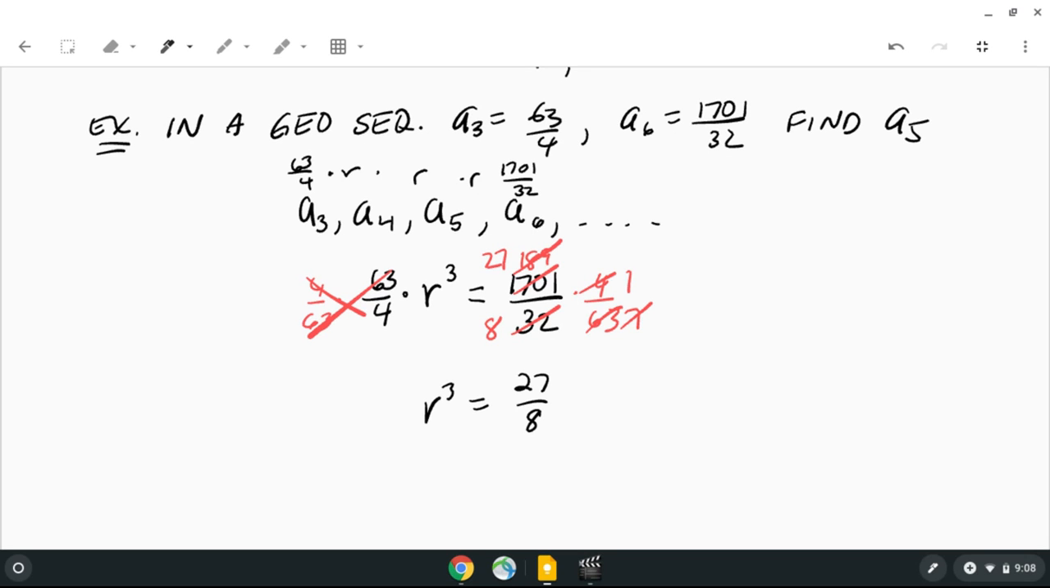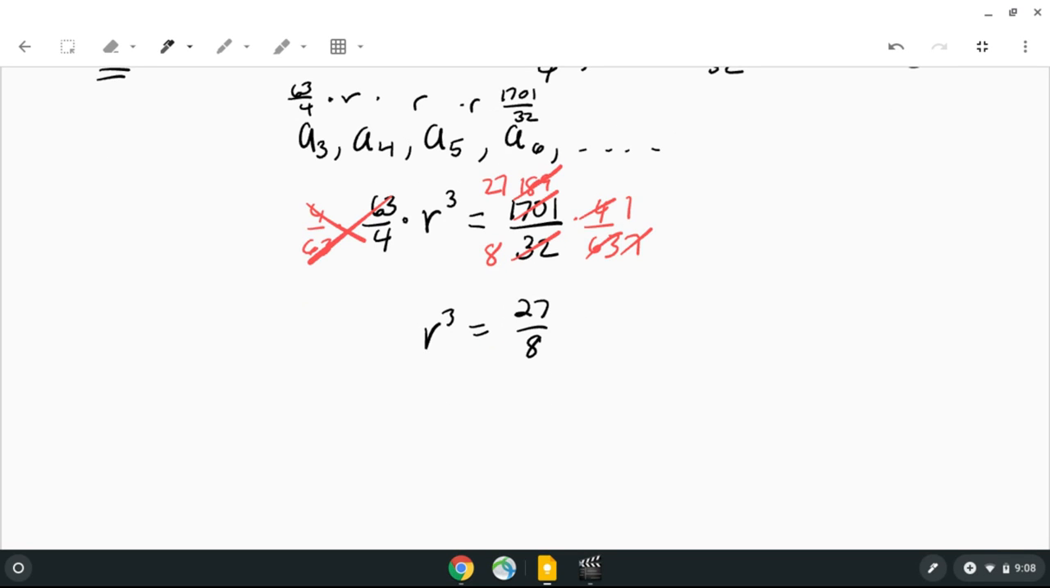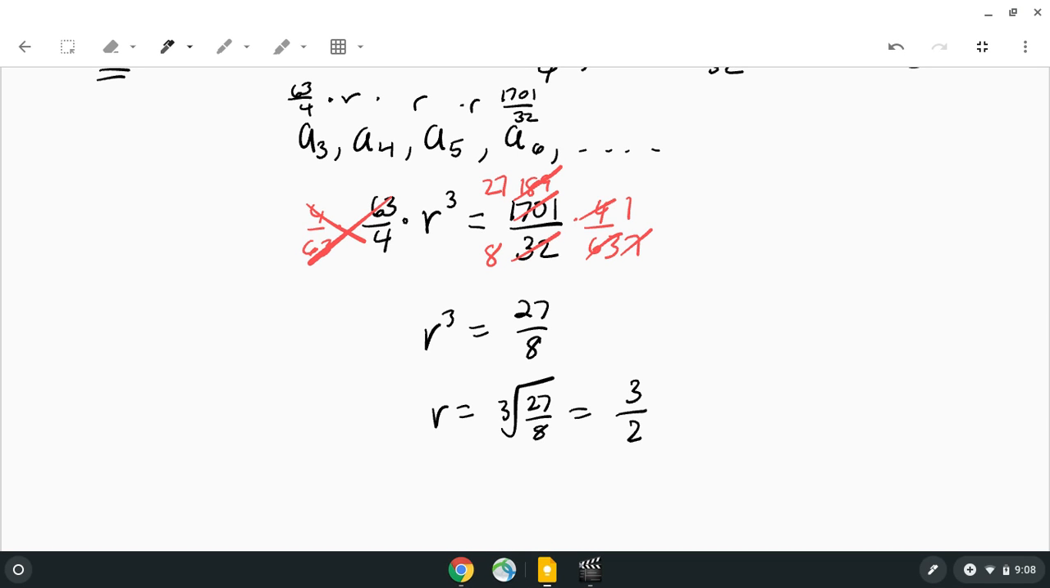All right, and this is nice. Take the cube root of both sides, and I get r is equal to the cube root of 27 over 8. Cube root of 27 is 3. Cube root of 8 is 2. So r equals 3 halves.